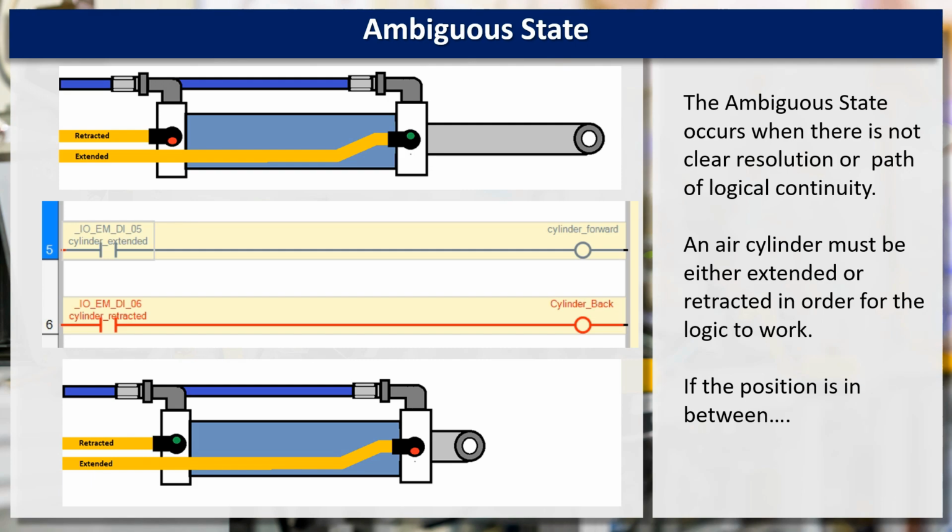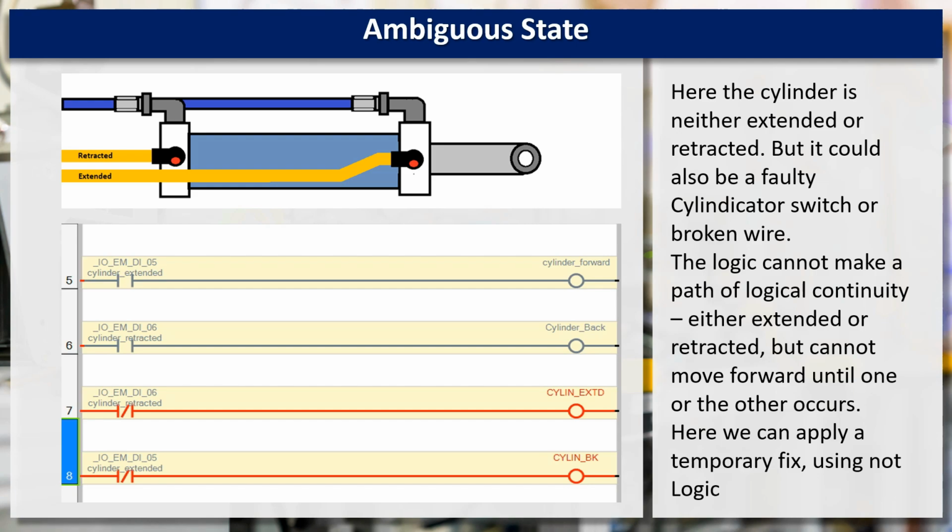Here the cylinder is neither extended or retracted, but it could also be a faulty cylindicator switch or a broken wire. The logic cannot make a path of logical continuity either extended or retracted, but cannot move forward until one or the other occurs. Here's where we can apply a temporary fix of using NOT logic.